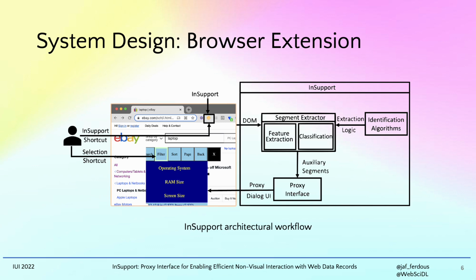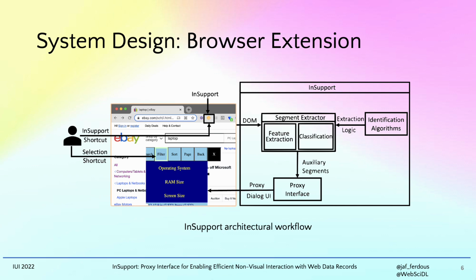We implemented InSupport as a browser extension so that it can provide support for any arbitrary web page containing data records. InSupport has two core components, a segment extractor and a proxy interface. The segment extractor analyzes the web page DOM and extracts the auxiliary segments, that is, filter, sort option, search form, and the multi-page links, using a custom machine learning-based identification algorithm. The content of the identified auxiliary segment is then duplicated and presented to the user by the proxy interface, as shown in the figure. The user can instantly access the proxy interface using a special shortcut and then navigate the content using tab or arrow keys.